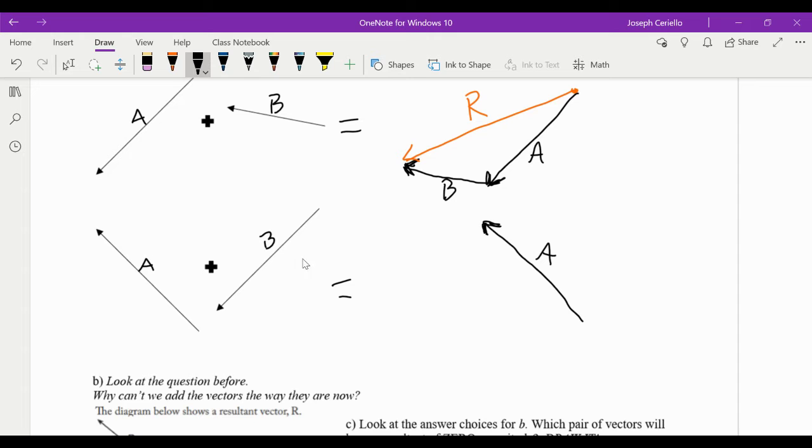Now look at vector B. I have to draw that tip to tail with A. So I can draw it down and to the left. Is that about the same size and direction as B? Yes. Don't flip the arrows. A lot of people get in the habit of flipping the arrows. No one said you're allowed to do that. Don't do it.